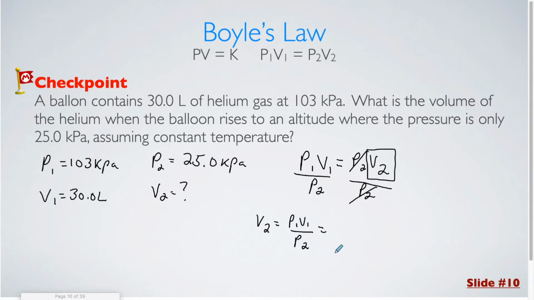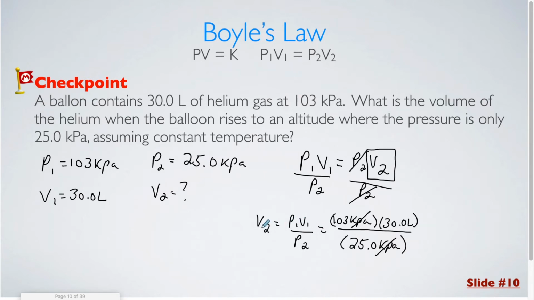And from here, you would plug in each of your numbers with the units. My pressure 1 is 103 kPa. My volume 1 is 30.0 liters. And my pressure 2 is 25.0 kPa. Now if you did this correctly, the unit should cancel out here. So kPa cancels with kPa. I'm left with liters, which is an acceptable unit for volume.